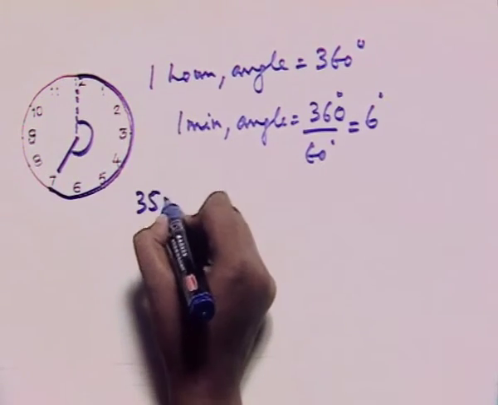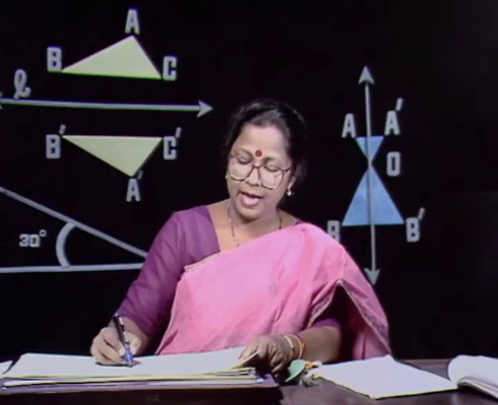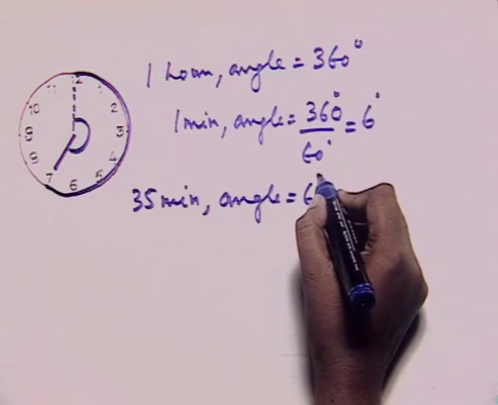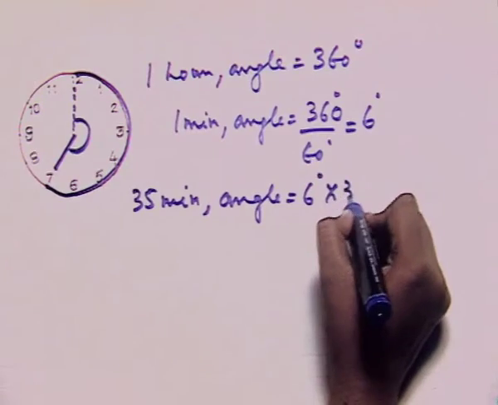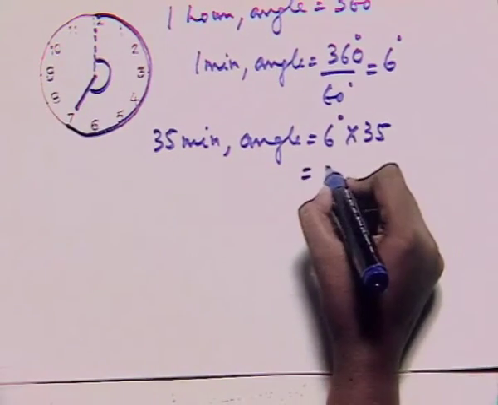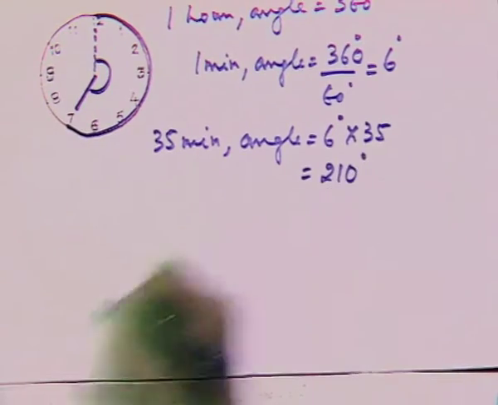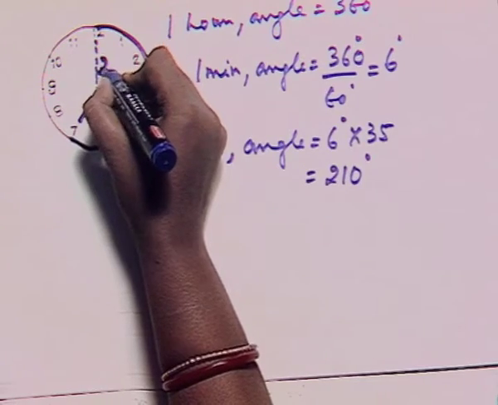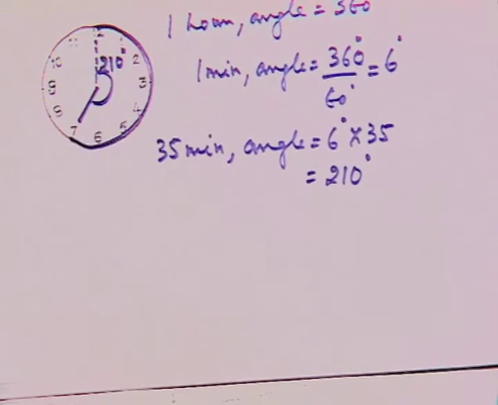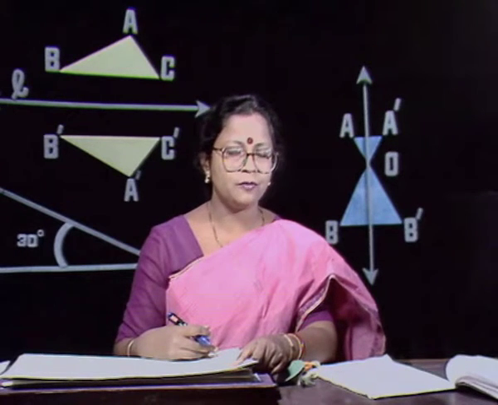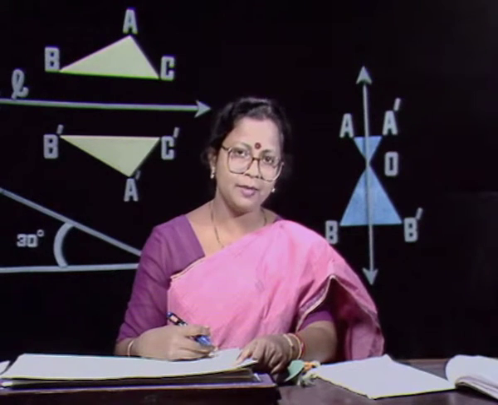So, in 35 minutes the angle made by this minute hand will be equal to 6 degrees, that is the angle made in 1 minute, multiplied by 35, and we get that is equal to 210 degrees. So, this minute hand is making an angle of 210 degrees at the center of the circle, and now the problem becomes easy. You have to find out the area swept by the minute hand.